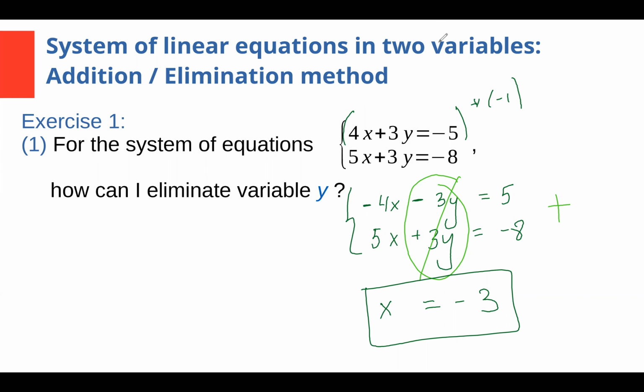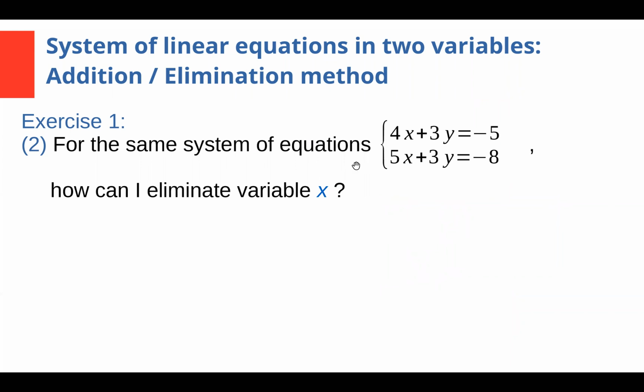Let me clear it up and go to our second item. So the system is unchanged. It's the same. But now I need to eliminate the x. In other words, I want to find y, right? So I want to eliminate these x's over here. Now, in this case, I will have to multiply both of the equations.